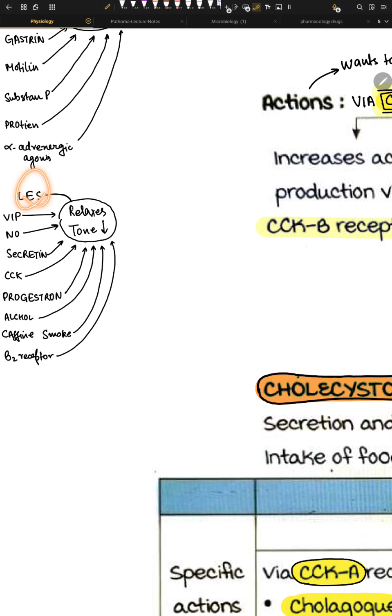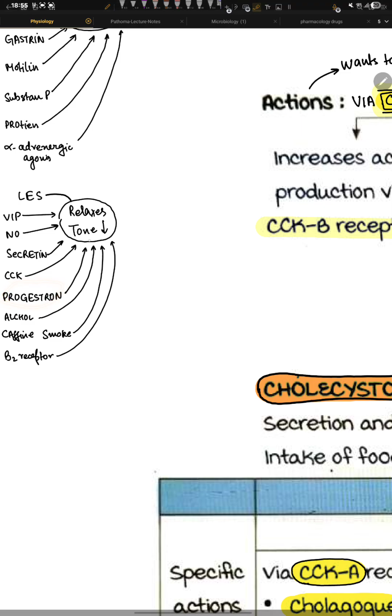The LES is negatively affected, it relaxes, meaning it opens up, via VIP, NO, that is nitric oxide, and secretin, the duodenal hormone. I told you it wants to stop. CCK, surprisingly, is usually released in the duodenum from the I cells. Now you would think that gastrin and CCK come from the same family, but ironically CCK wants to relax the LES. It wants to send the food back into your buccal cavity, into your mouth.